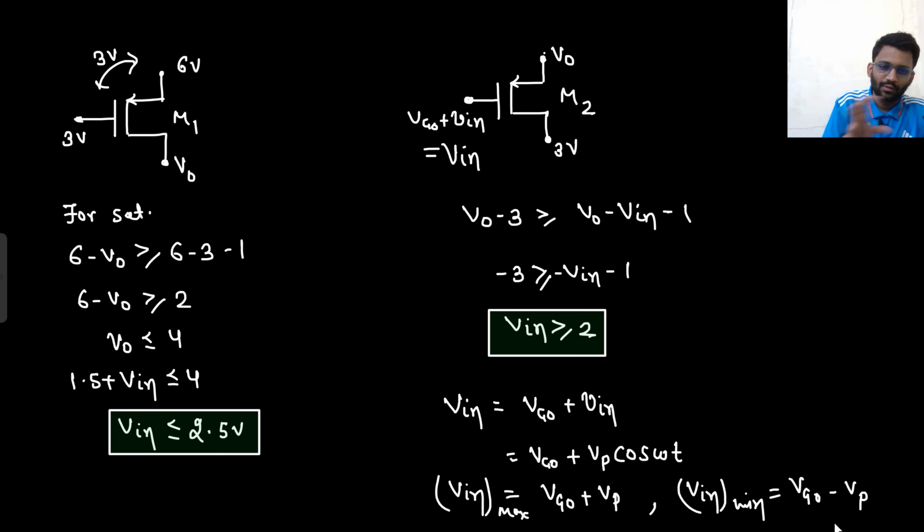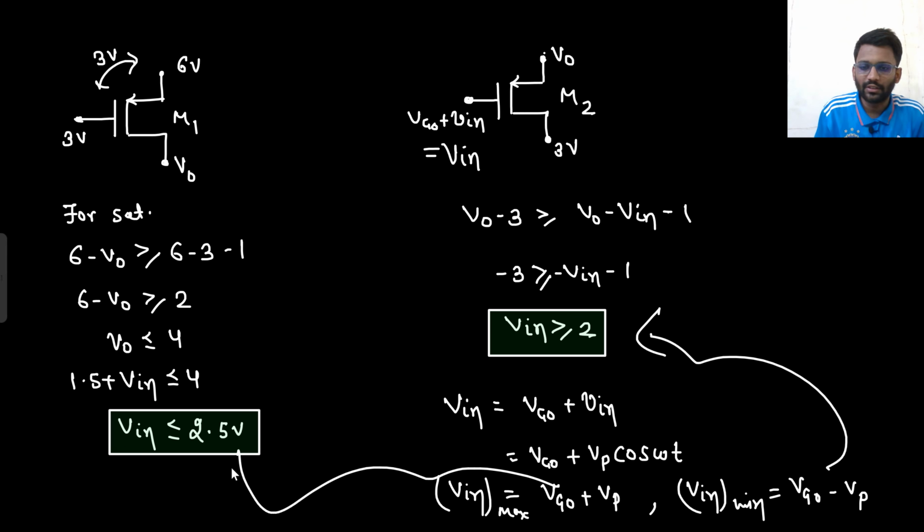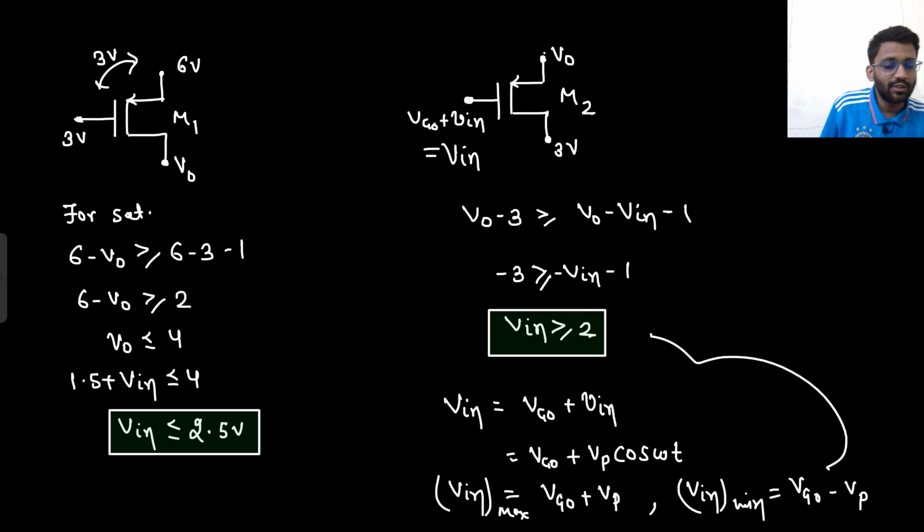Now most of you will get the correct answer, I know. What you will do: Vg naught plus Vp equals 2.5 and Vg naught minus Vp equals 2. This is what you are going to do, right? And from there you could calculate the value of Vg naught and Vp. But why you are doing so, most of you don't have the idea.